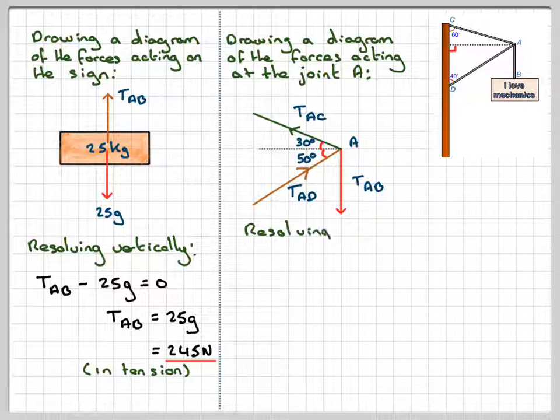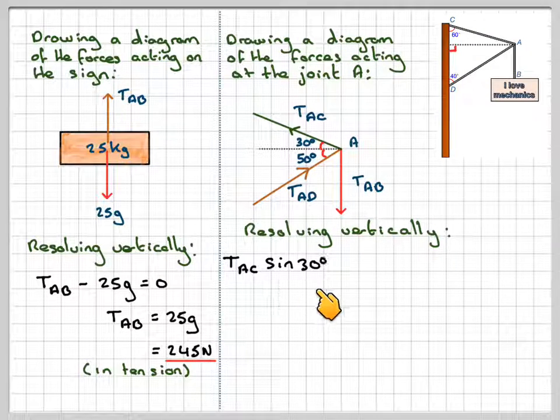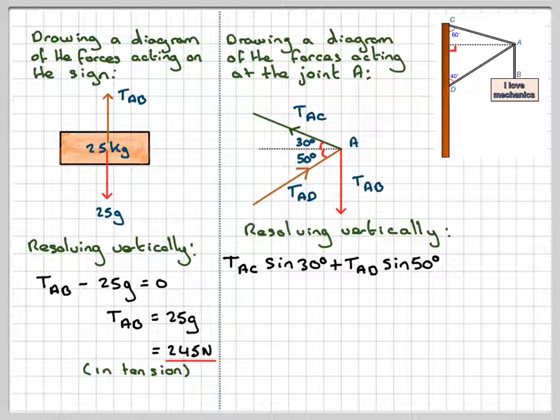Right, we can now resolve vertically, so we're resolving this way. We're going to have TAC sine 30, which is this component here, plus TAD sine 50, which again is acting this way because we put the arrow this way, minus 25G, minus the one that we just found here, is equal to 0. We'll call that equation 1.